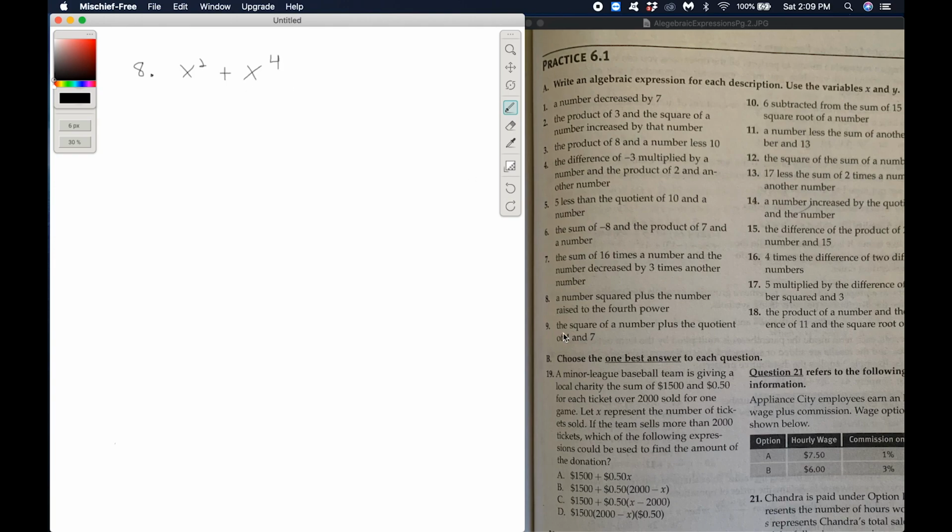Now, number 9 is the square of a number plus the quotient of 4 and 7. So the square of a number is this.